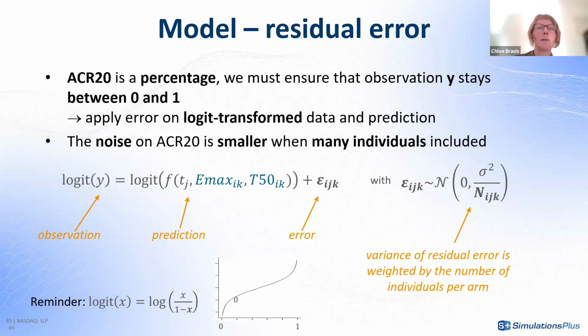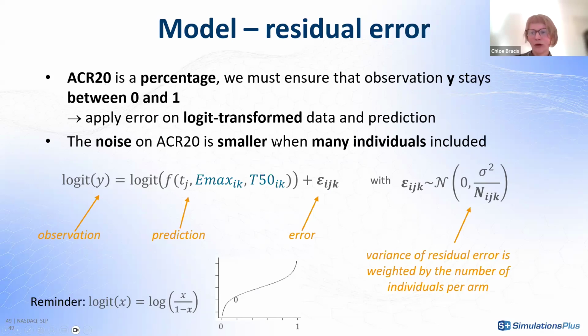Our ACR20 is a percentage. We're going to model it between 0 and 1. So that means we need to ensure that it stays between 0 and 1. And so we're going to use a logit transformation, and we want to apply the error to that for both the data and the prediction.